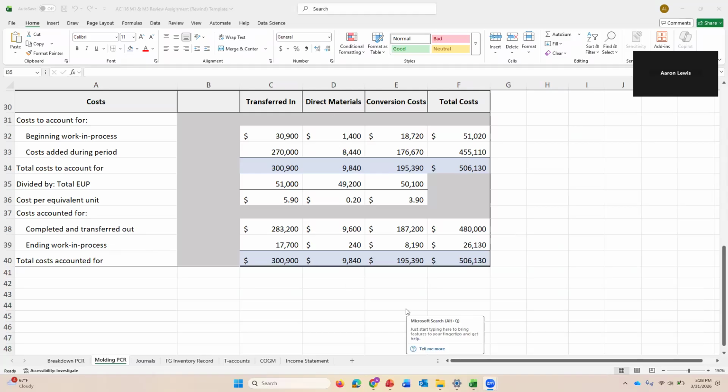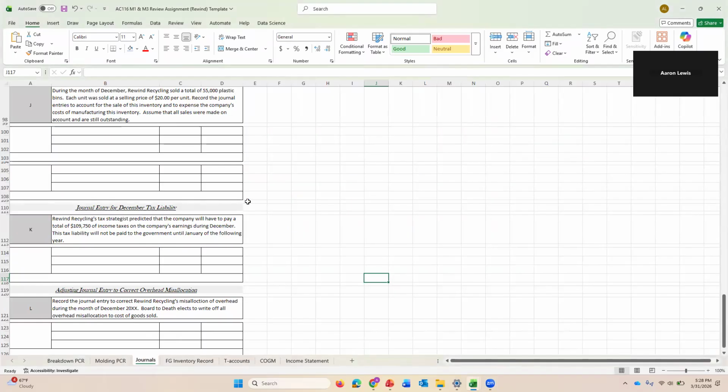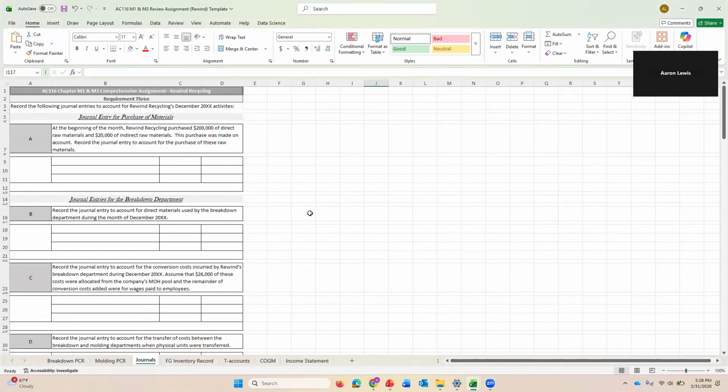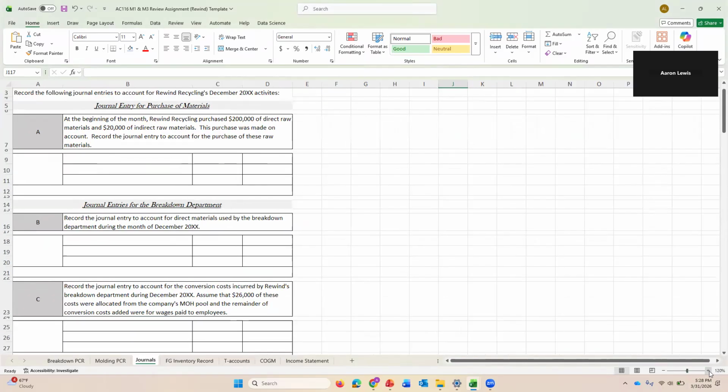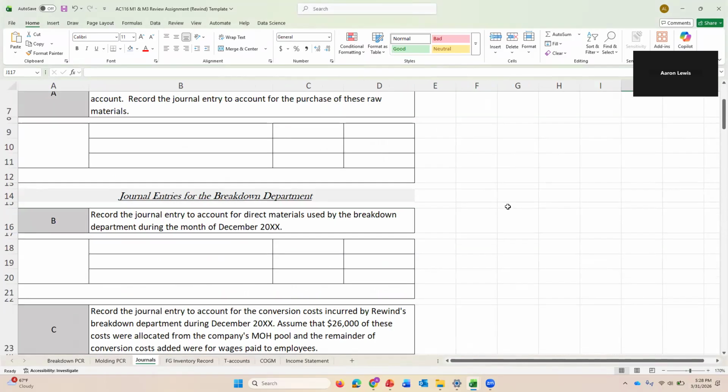Now that we have both of the PCRs done for our company, we can move on to booking all the things that we record in the PCRs in the journal entries. So flipping over to the journals and scrolling up to the top, the very first thing we got to do is put materials on the books.